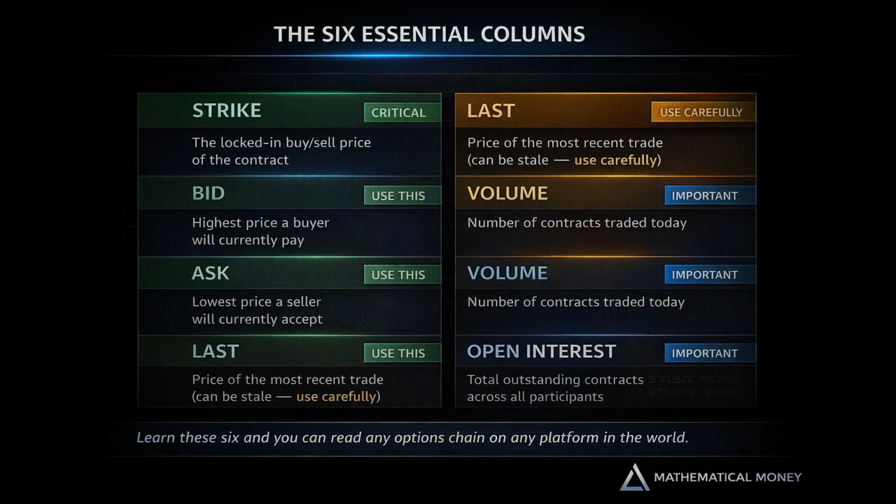Volume shows how many contracts have traded today. Open interest shows how many contracts are currently open across all participants, not just today, but total outstanding positions. These 6 columns, strike, bid, ask, last, volume, open interest, appear on every options platform in the world. Learn these 6, and you can read any chain anywhere.